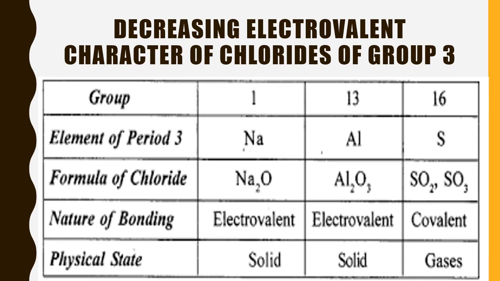It is solid. Next we are moving to sulfur. Sulfur makes sulfur dioxide and sulfur trioxide, but here it is making a covalent bond, and the physical state is gas. So when we are moving across the period, the electrovalent character is decreasing and the covalent character is increasing.